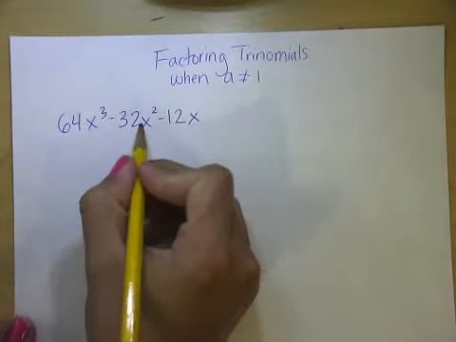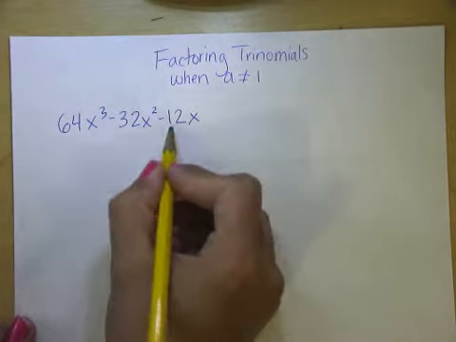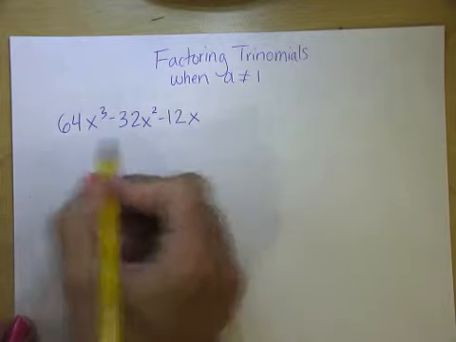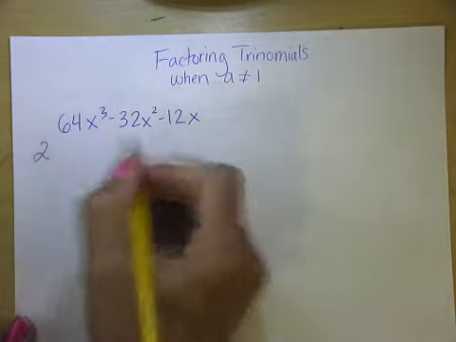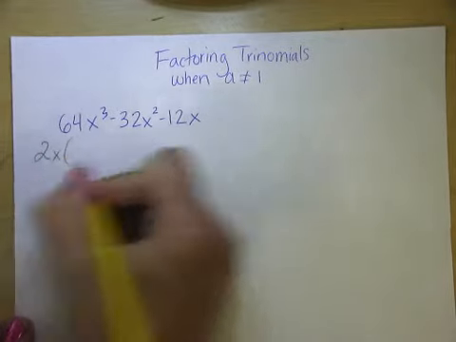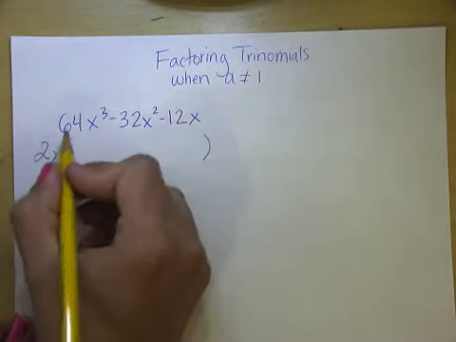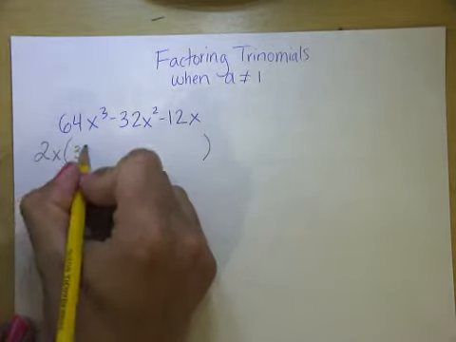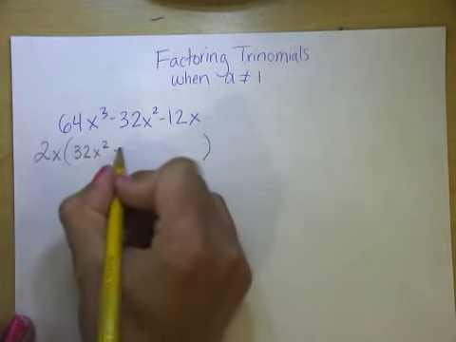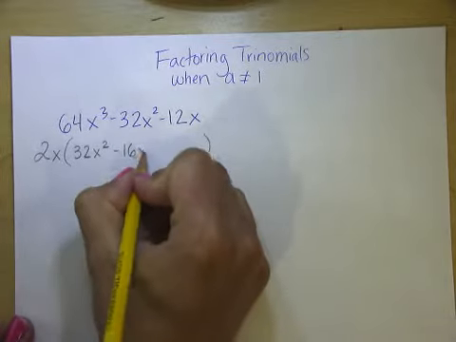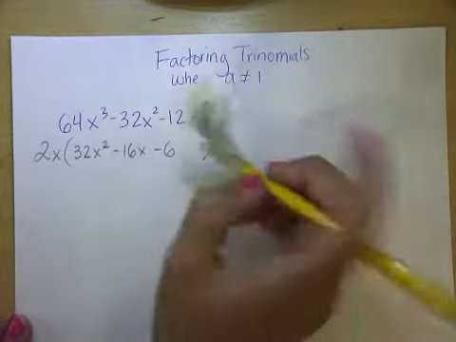In this case, I notice that 64, 32, and 12 can all be divided, at least from my first glance at this problem, by 2. I also notice that I can take an x out of all my terms. So let me go ahead and start with that. When I divide out 2x, basically what I'm doing is dividing every term by 2x. So 64 divided by 2 is 32. X cubed divided by x is x squared. Negative 32 divided by 2 is negative 16. X squared divided by x is just x. Negative 12 divided by 2 is negative 6. And x divided by x is 1.